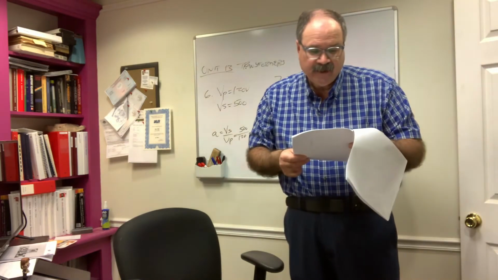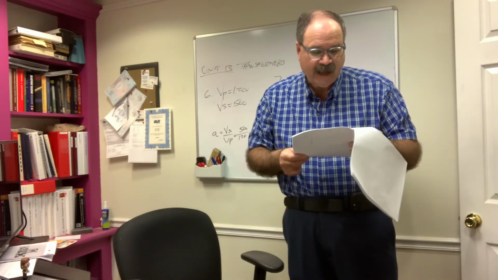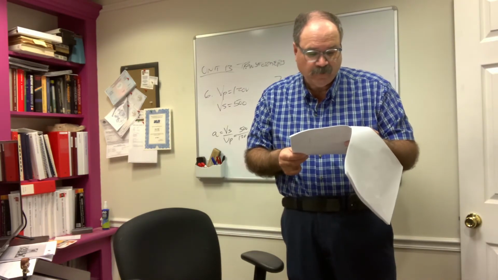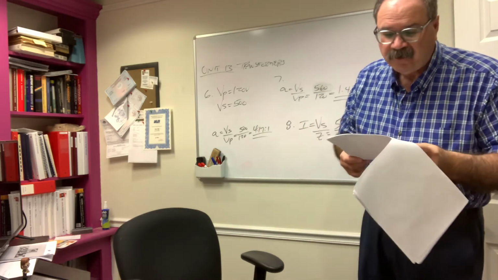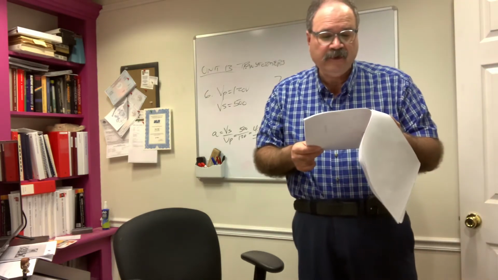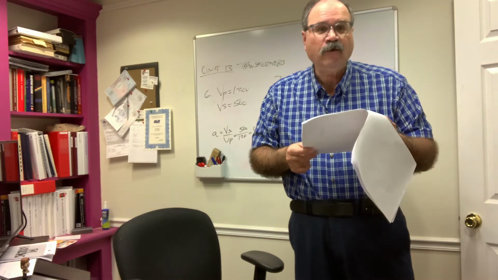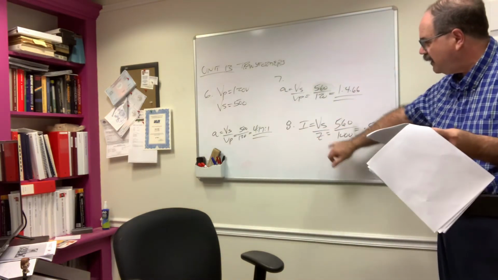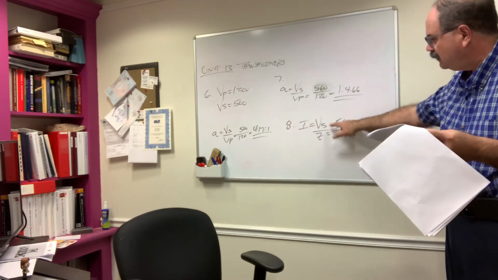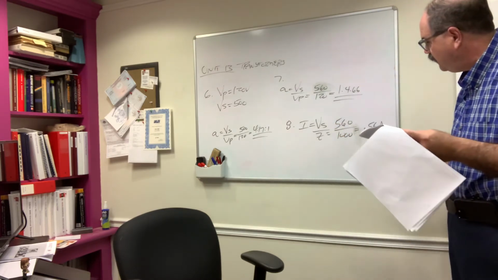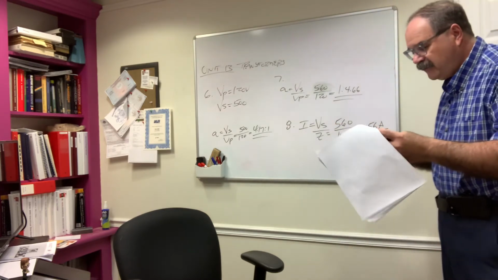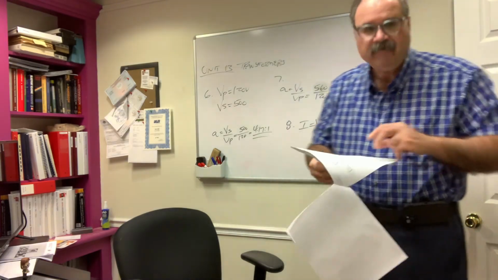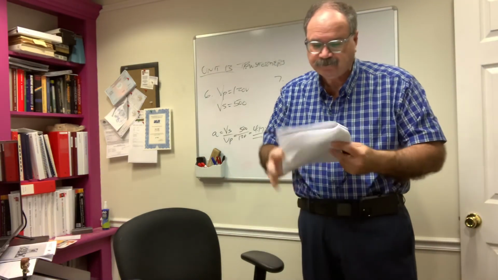Question 8. Same transformer circuit. Now they're asking us for the actual flow of current in the secondary. So the secondary voltage is 560 volts, and we have a load impedance of 1,000 ohms. Using Ohm's law this time, secondary current is going to be equal to V secondary divided by the impedance. 560 divided by 1,000 is 0.56 amps.